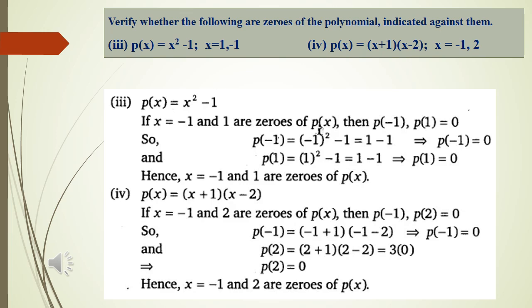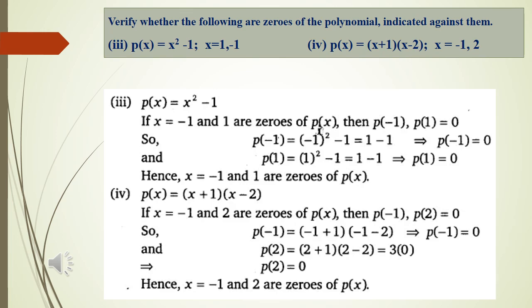Same way, we will substitute minus 1 in the given polynomial. So we will have p of minus 1 is equal to minus 1 square minus 1. Dear students, as you know, the square of any negative integer, the result is positive. So minus 1 square minus 1 is equal to 1 minus 1 and again we will get the result 0. So minus 1 is also 0 of the given polynomial x square minus 1.